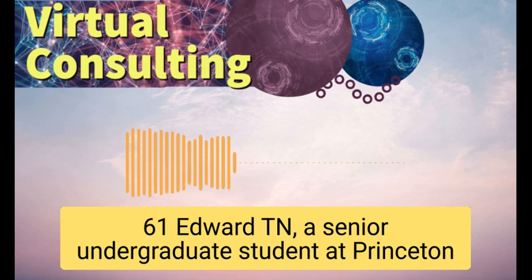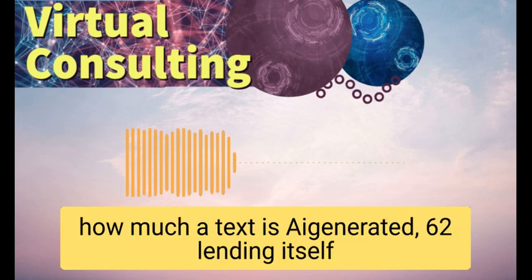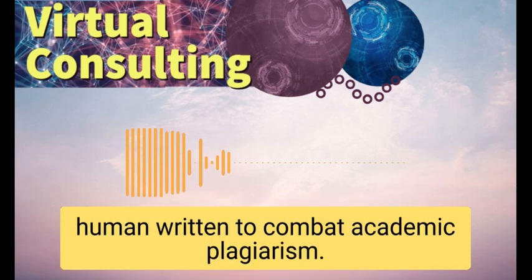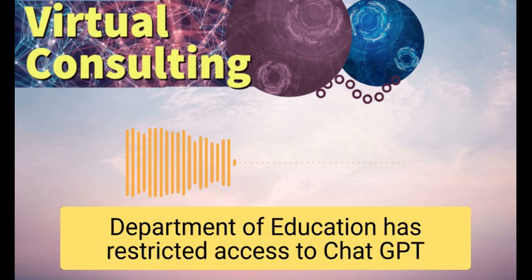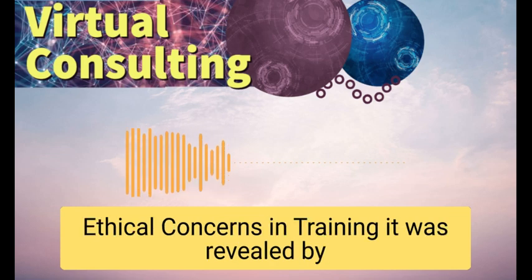61. Edward Tien, a senior undergraduate student at Princeton University, created a program, named GPTZero, that determines how much of a text is AI-generated. 62. Lending itself to being used to detect if an essay is human-written to combat academic plagiarism. As of January 4, 2023, the New York City Department of Education has restricted access to ChatGPT from its public school internet and devices. Ethical concerns in training.